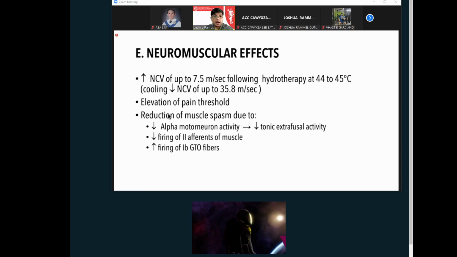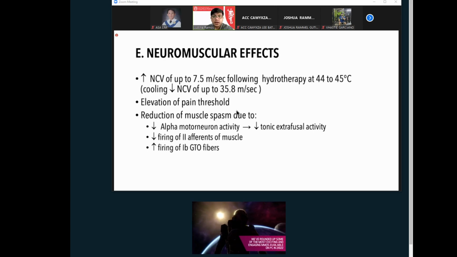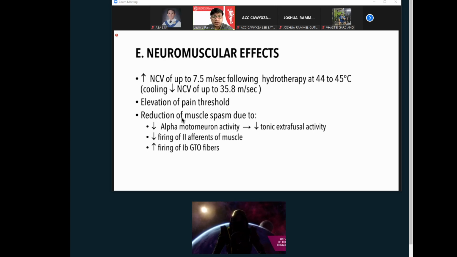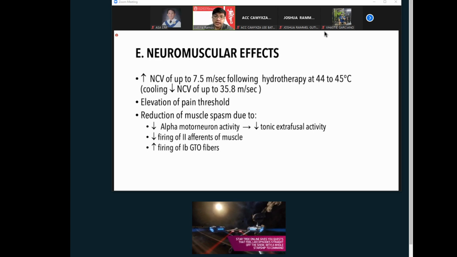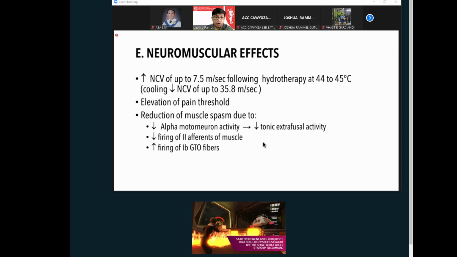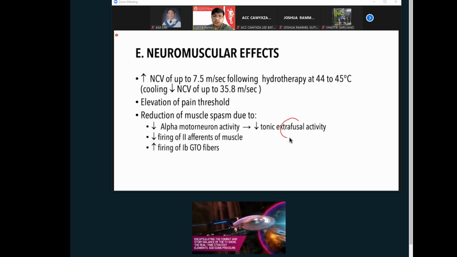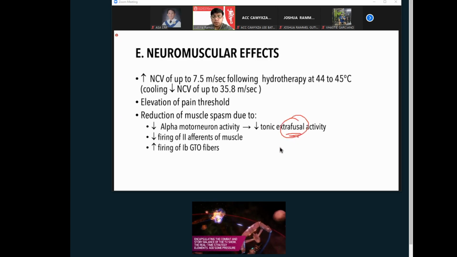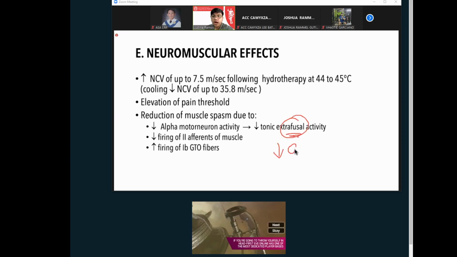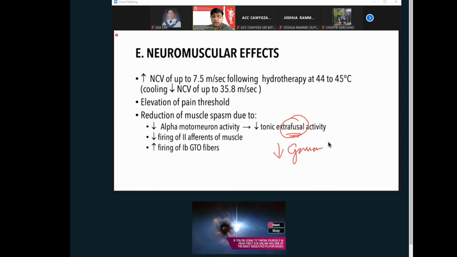Okay? Reduction on muscle spasm, it would always end up to decrease in your gamma motor neuron. Okay? So your extrafusal fiber through the decreased firing of your gamma motor neurons. Yan naman lagi ang terminal niyan.